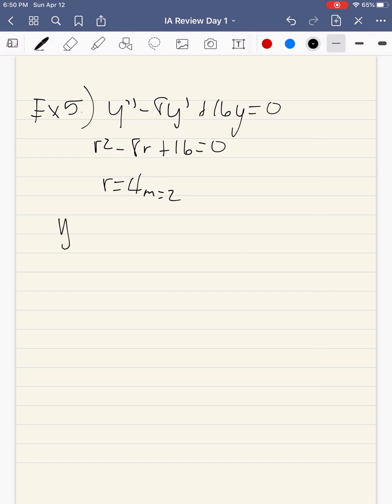So that just means I need to attach a t to my second term. So I'm just going to get y equals c1 e to the 4t plus c2 t e to the 4t. And that's all that example is.